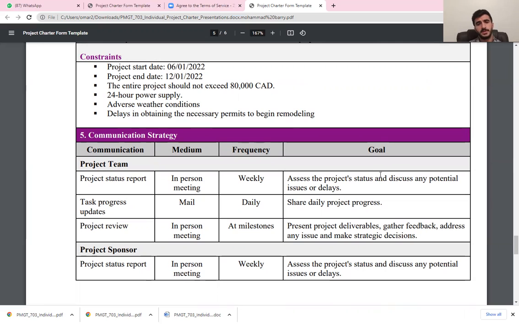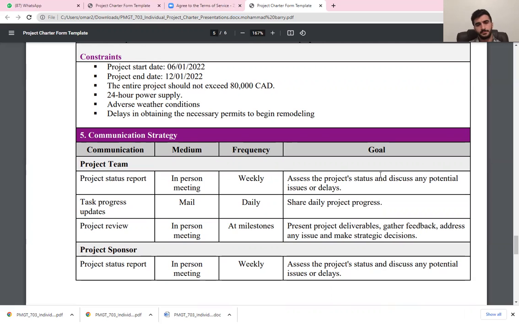The project status report has to be weekly, an in-person meeting between the project manager and the team to discuss any potential issue or delay, to transfer it to the client if we have some. And the progress update is supposed to be by mail daily, according to the project progress. The project review is an in-person meeting to discuss the deliverables, gather the feedback, address any issue, and make strategic discussions.